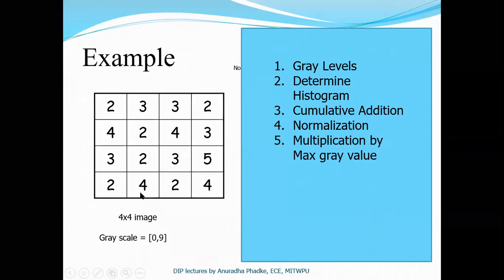Shall we continue with this in the next lecture with an actual numerical? You will find it easy to see how to equalize the histogram. Shall I continue, or shall I continue it in the next lecture? Okay, so I will continue with the numerical in the next lecture.